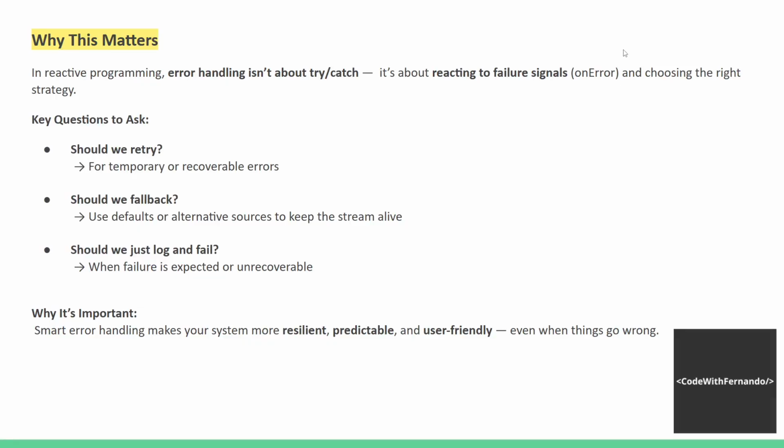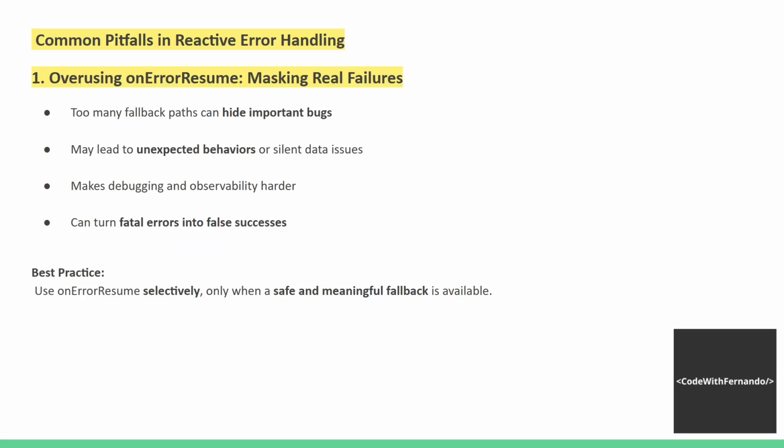So why does this matter? In reactive programming, error handling isn't about just try catch. We don't use try catch actually. It's about reacting to failure signals on error and choosing the right strategy. Key question to ask: should we retry? Should we fall back? Should we just log and fail? It depends on the application, okay? So it's important to communicate to your team. Why is it important? Smart error handling makes your system more resilient, predictable, and user-friendly, even when things go wrong.